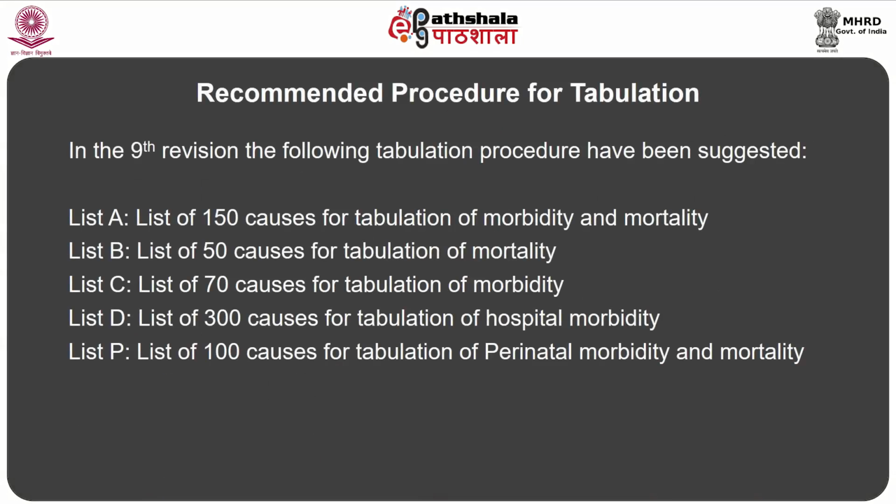In the 9th revision, the following tabulation procedures have been suggested. List A, list of 150 causes for tabulation of morbidity and mortality. List B, list of 50 causes for tabulation of mortality. List C, list of 70 causes for tabulation of morbidity. List D, list of 300 causes for tabulation of hospital morbidity. List P, list of 100 causes for tabulation of perinatal morbidity and mortality.